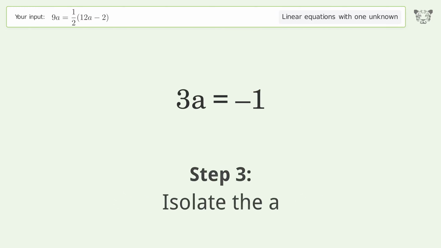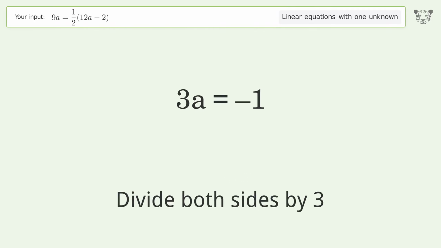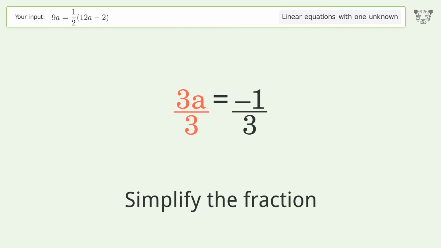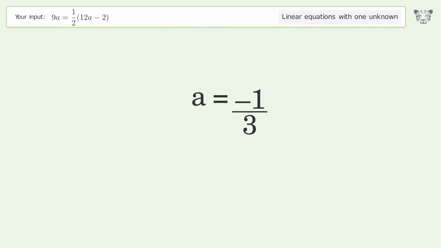Isolate the a. Divide both sides by 3. Simplify the fraction. And so the final result is a equals -1/3.